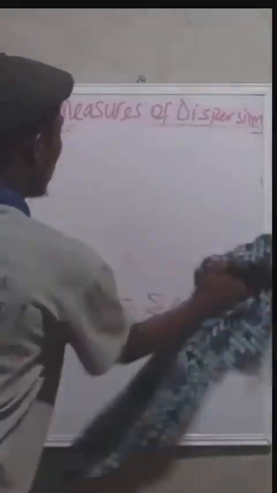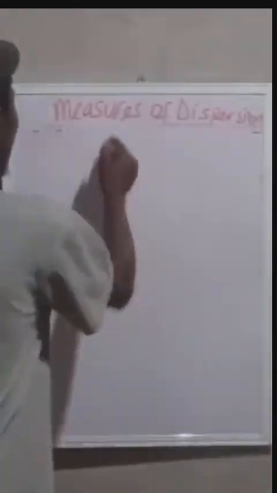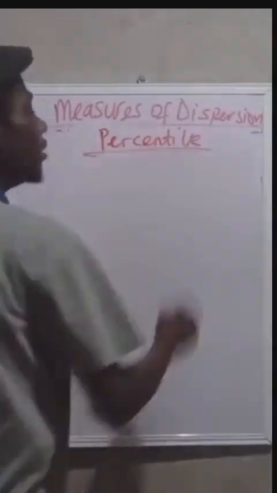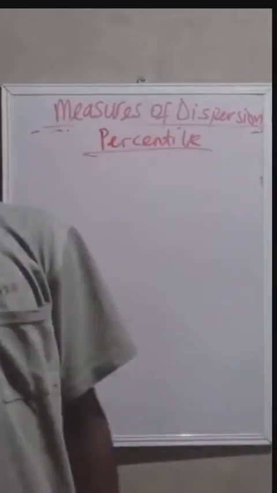So what do we mean by percentile? Percentile means dividing the cumulative frequency of a set of data into 100 equal parts. That is what we mean by percentile. The word percentile comes from the word percentage. So you divide by 100, and that is what gives you your percentile.